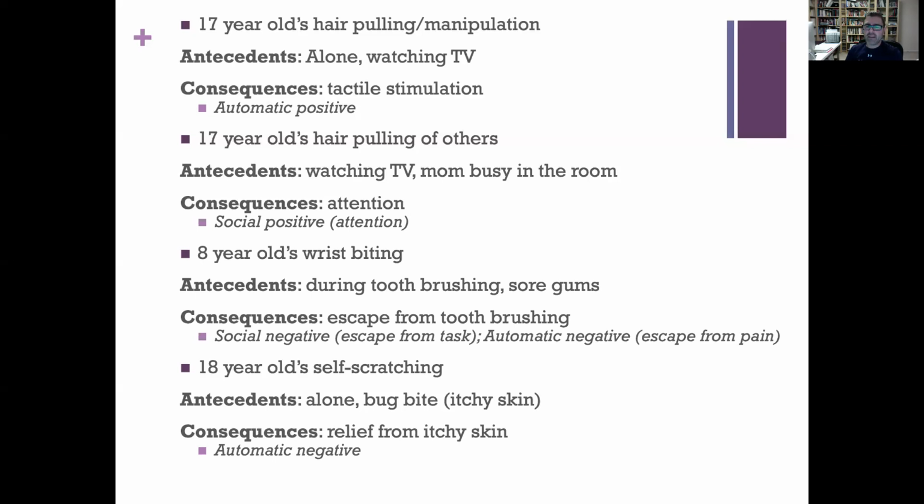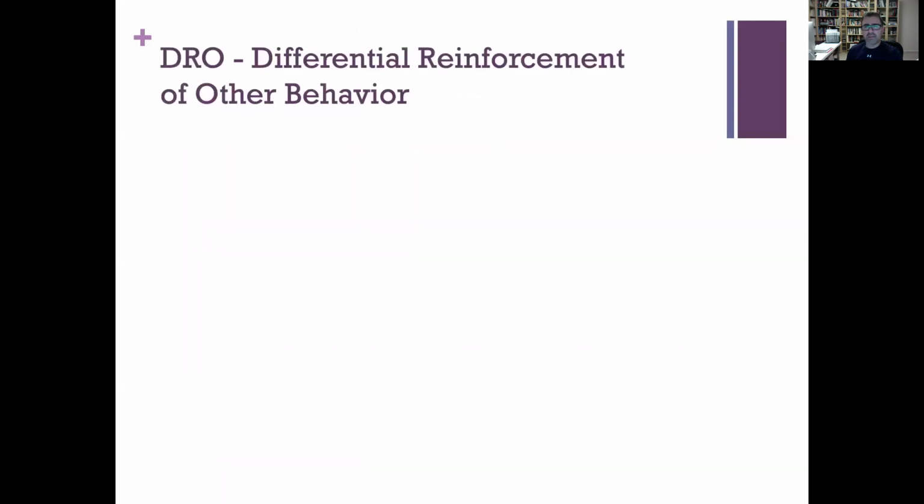I'd like you to think of different examples of DRA and DRI, possibly in your day-to-day activity. Also some examples of interventions as you read the textbook. That's all I have for today.